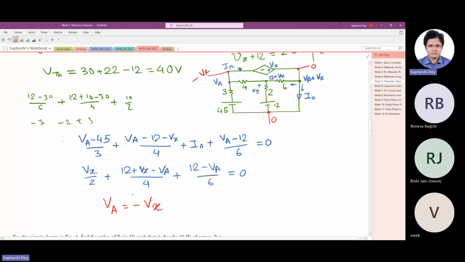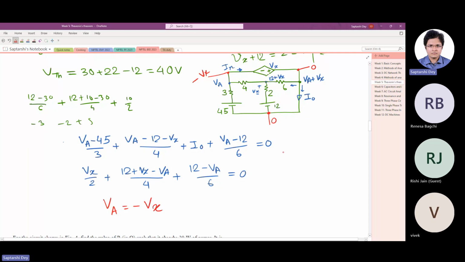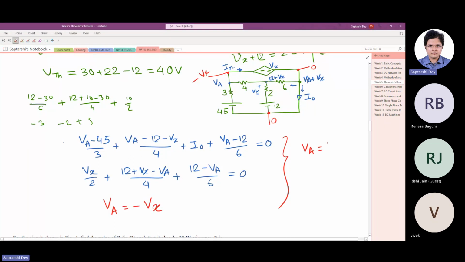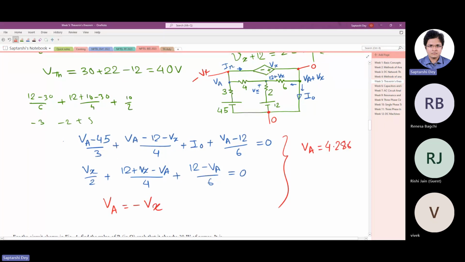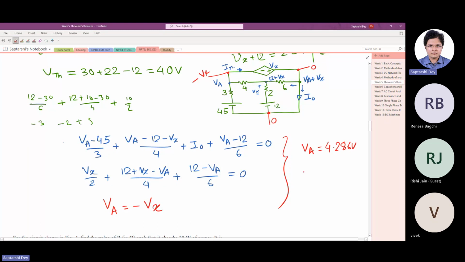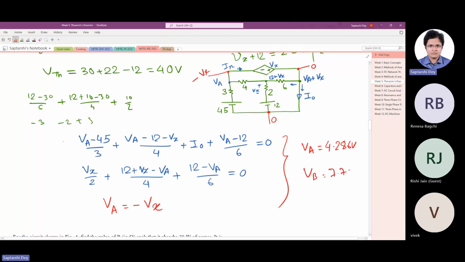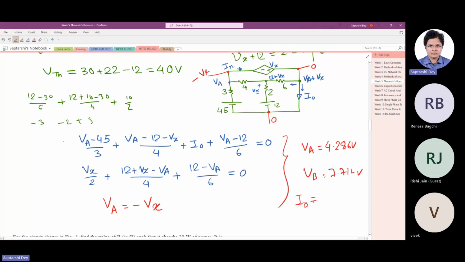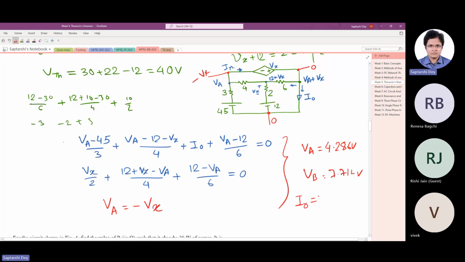V equals minus Vx, like this. Okay. Now if you solve this, as Renasa said, you will get, she did it first, Va as 4.286 volt and Vb as 7.714 volt. Now from here you can find out the short circuit current, which is 15.71 ampere.